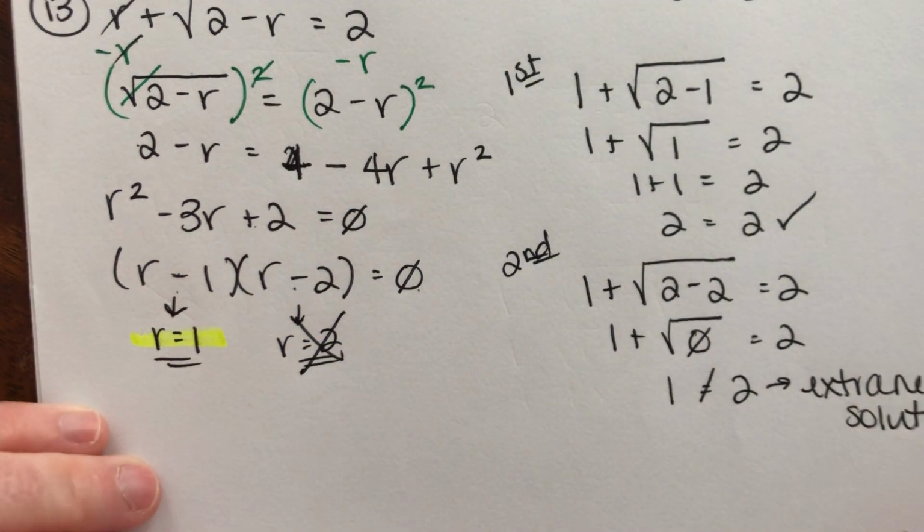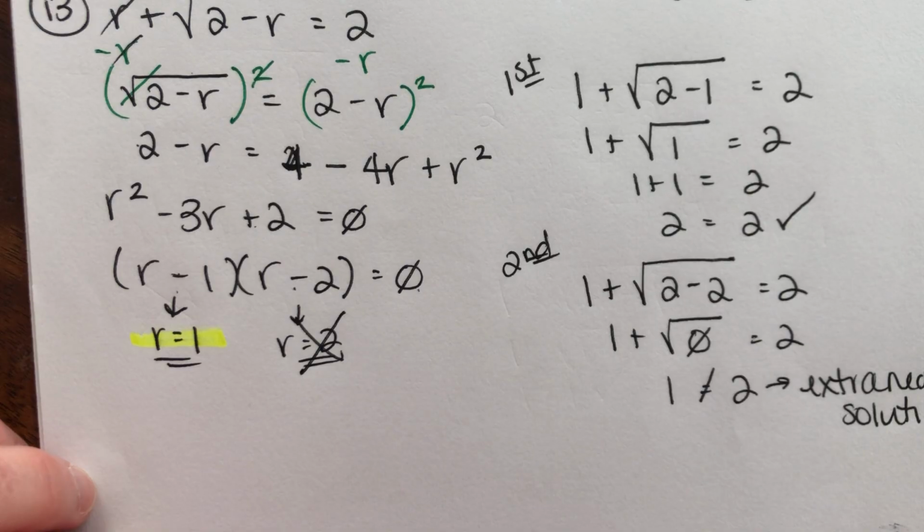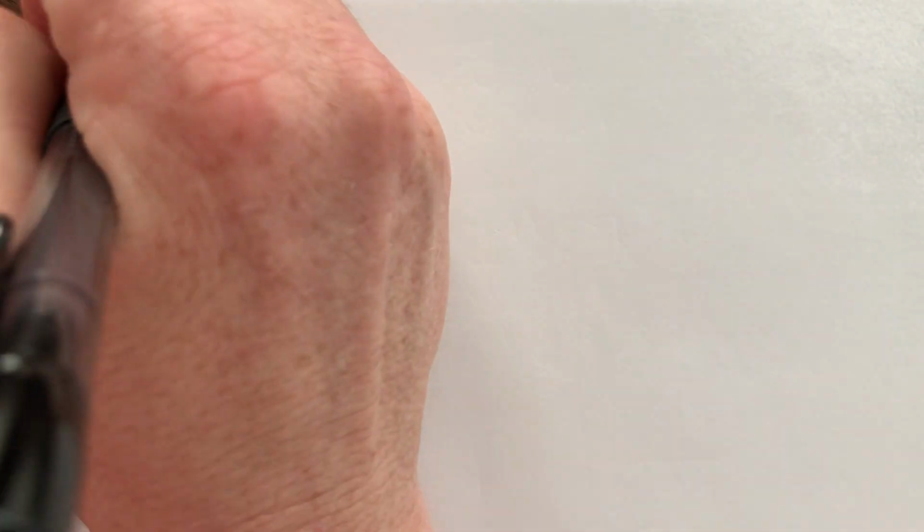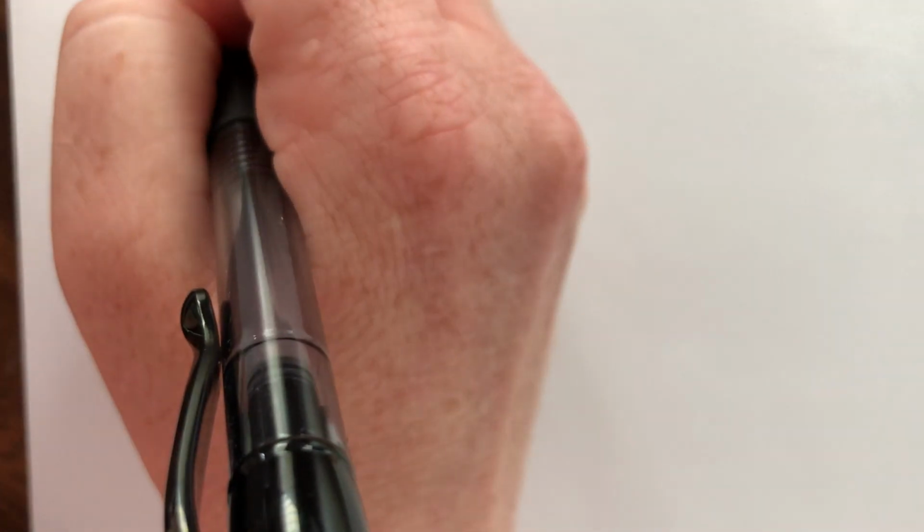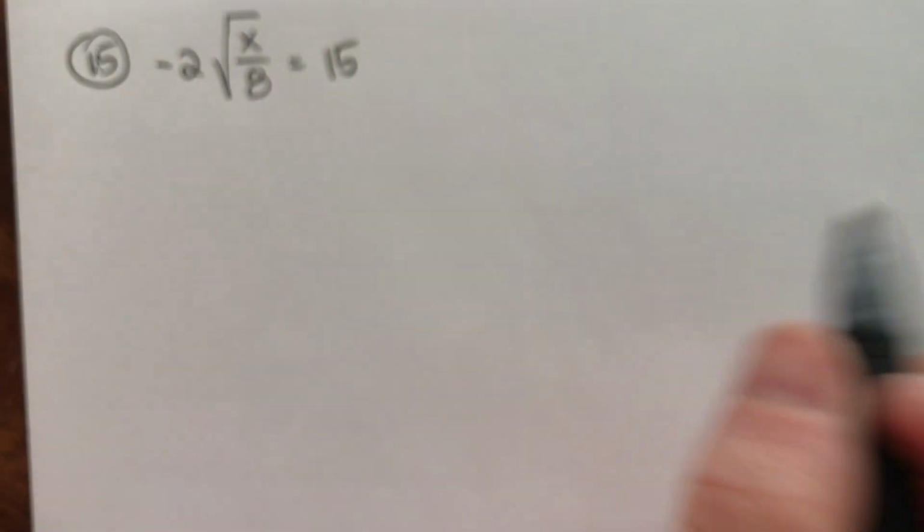Okay, and now we have, let's see, we're getting close. 2 more left. Last two. They're starting to get a little longer. All right, if you're following along, number 13, 15, and then 16, and then we're done. Number 15 says negative 2 times the square root of x over 8 equals 15. Okay, so we're going to stick with our rules.